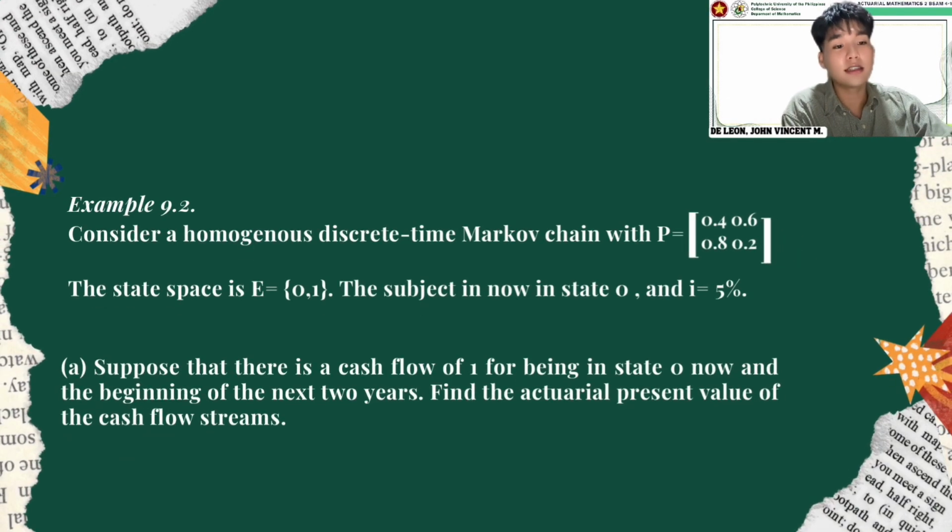For the example, consider a homogeneous discrete time Markov chain with P equal to 0.4, 0.6, 0.8, and 0.2. The state space is E equal to the set 0, 1, and the subject is now in state 0, and i equals 5%. For A, suppose that there is a cash flow of 1 for being in state 0 now and at the beginning of the next 2 years. Find the actuarial present value of the cash flow stream. For letter B, suppose that there is a cash flow of 1 if a transition from state 1 to state 0 occurs at the end of the first, second, and third year. Find the actuarial present value of the cash flow stream.